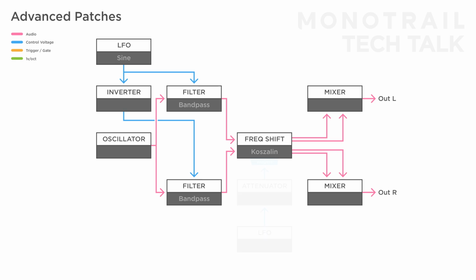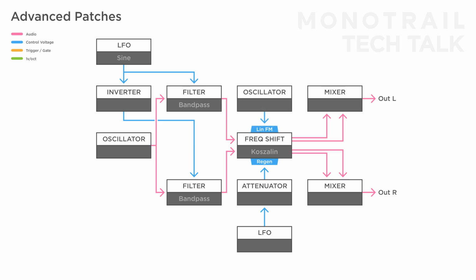To add some motion, an attenuated LFO is modulating the feedback, and an oscillator is modulating the linear FM. Another slow LFO is subtly modulating the frequency of the modulating oscillator. No dry signal is used in this patch.